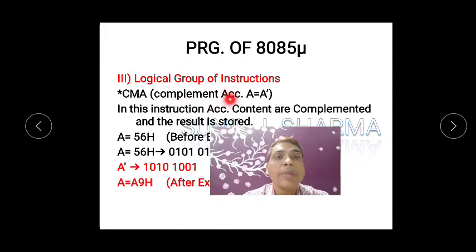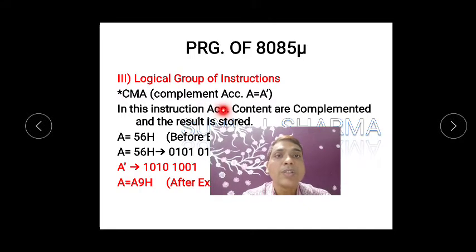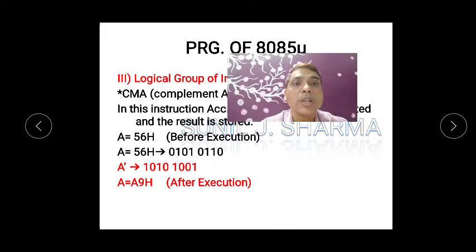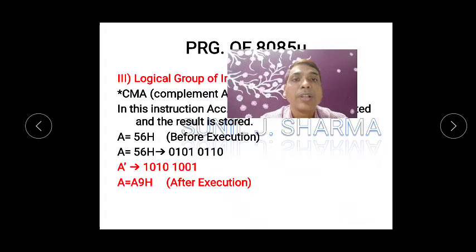CMA is complement accumulator. Complement means one's complement, not the reverse of the number. Okay, it will be like one's complement. That's why I put a dash. In this instruction, accumulator contents are complemented and the result is stored in the accumulator back.